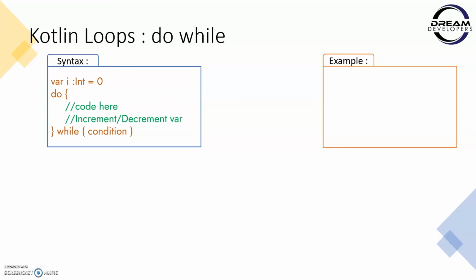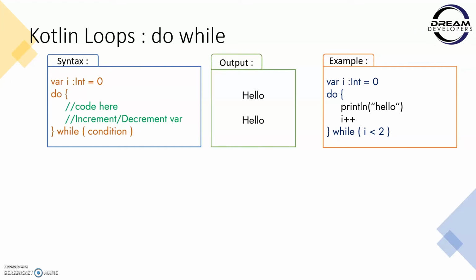Now let's see the example. So here we have initialized i as 0, then do. In this bracket, first we write print hello, after that we increment i by 1, and at last while. In this bracket we specify our condition that i is less than 2. So this loop runs twice and hello is printed.